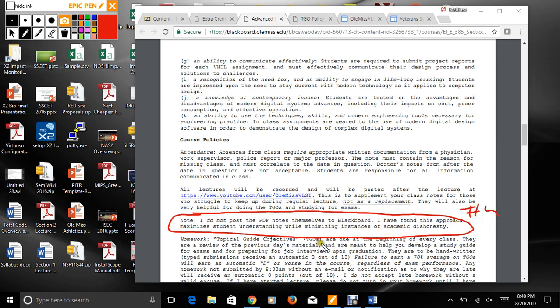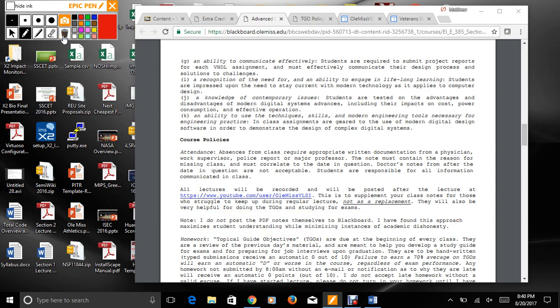I do not post the PDF notes themselves to Blackboard. I found this approach maximizes student understanding while minimizing instances of academic dishonesty. In short, a lot of times students who don't go to class then go to their classmate who goes all the time and say, hey, give me the notes, give me the notes, give me the notes, right? I want to encourage the students who show up and actually do the work. So if you don't come to class regularly, you're going to really struggle in my course.